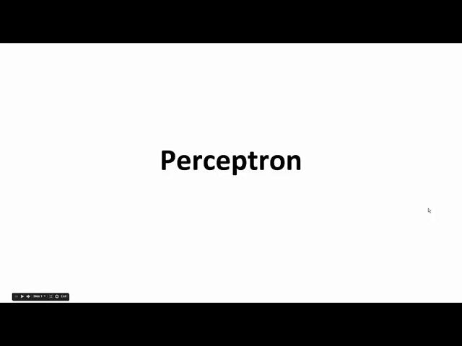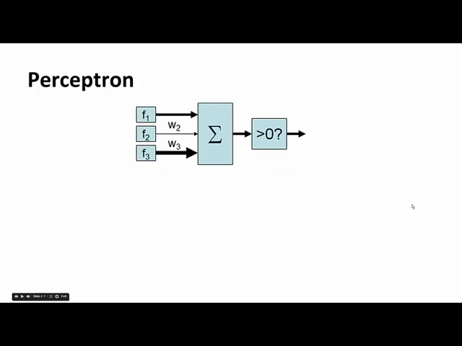This week we're going to be talking about perceptrons. So perceptrons are another machine learning model, in addition to naive Bayes, that we can use to classify data. And the inspiration for perceptrons really comes from the neuron in the brain.